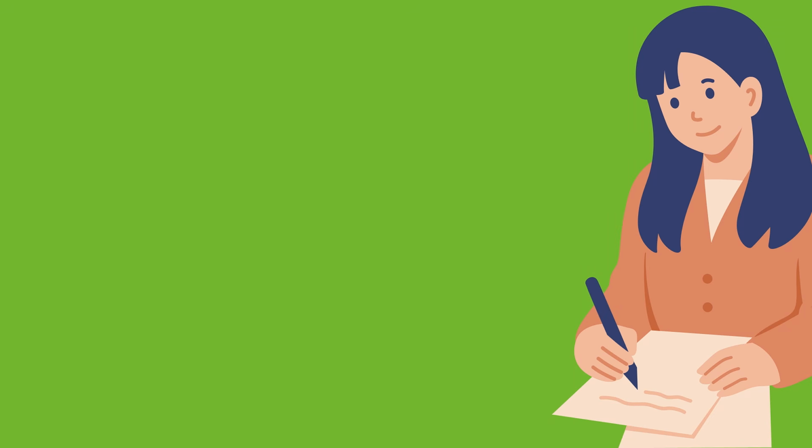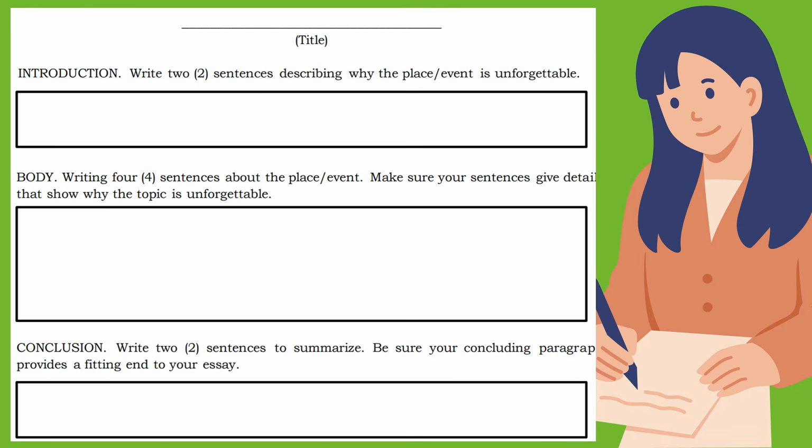Here's the format that you can use. Of course, you need to have the title, introduction. Write 2 sentences describing why the place or event is unforgettable. Body: write 4 sentences about the place or event. Make sure your sentences give details that show why the topic is unforgettable. And last is the conclusion. Write 2 sentences to summarize. Be sure your concluding paragraph provides a fitting end to your essay.